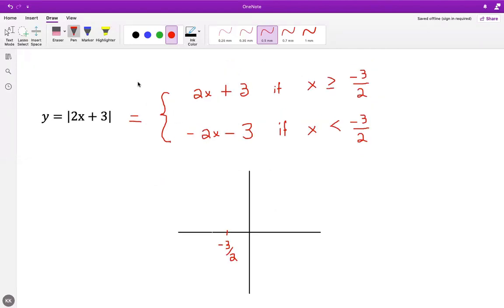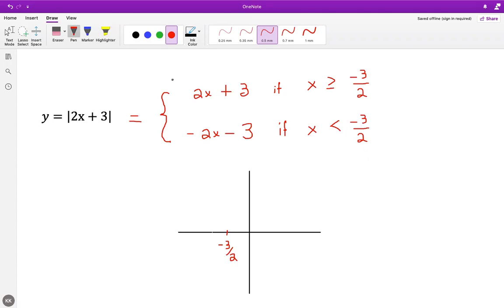At this stage, we have already figured out the piecewise function for y equals the absolute value of 2x plus 3. This one and this one are equal. Graphing y equals the absolute value of 2x plus 3 is the same thing as graphing the whole thing here. Remember how we interpret this piecewise function? y equals 2x plus 3 when x is greater than or equal to negative 3 over 2, and y equals negative 2x minus 3 when x is less than negative 3 over 2.